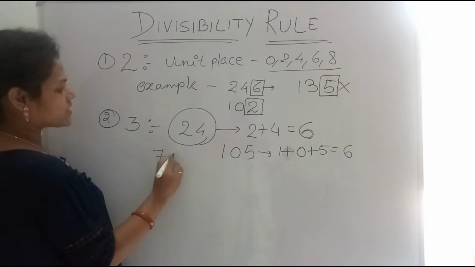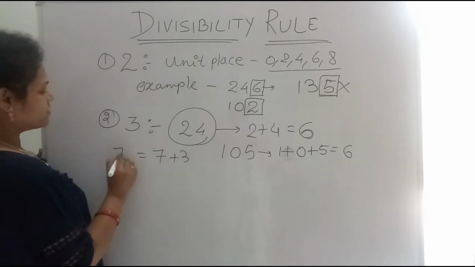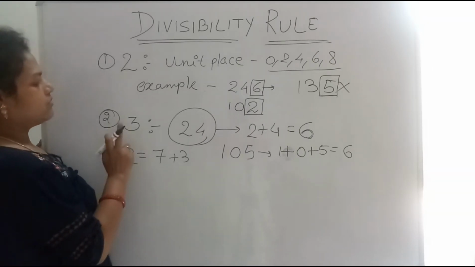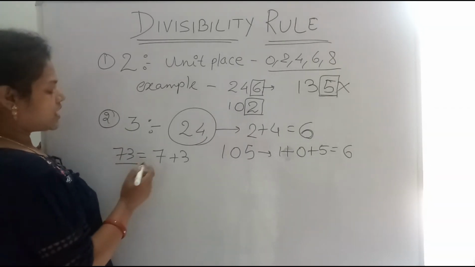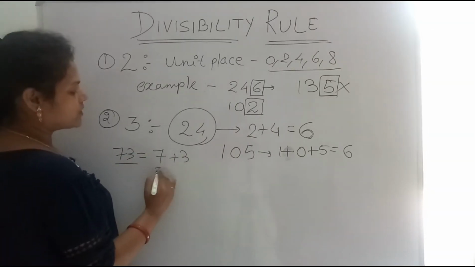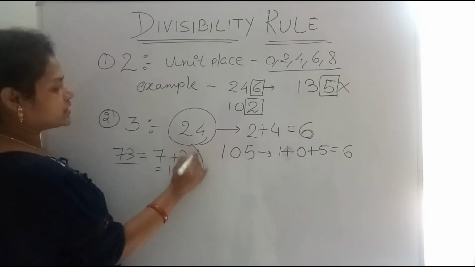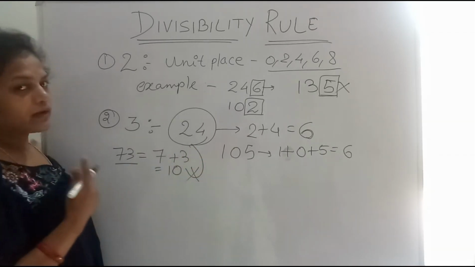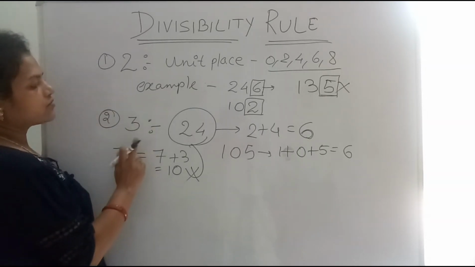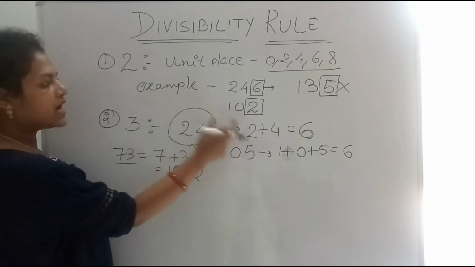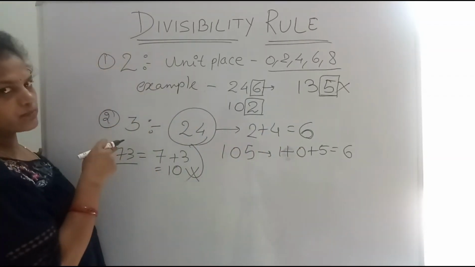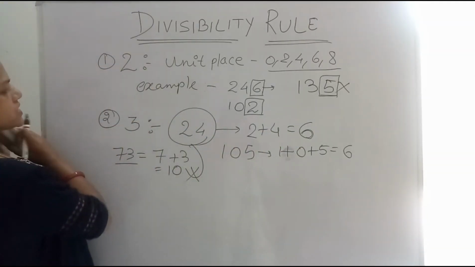If I say suppose the number is 73, and I have to find whether 73 is divisible by 3 or not. Then how will I find? We have to add the digits, that is 7 plus 3. How much am I getting? 10. And 10 is not a multiple of 3, so it is not divisible by 3. So this is the rule for 3. The rule is that whatever the digits are, you have to add them, and you have to see whether the result is a multiple of that particular number or not. Okay, so this is for 3.